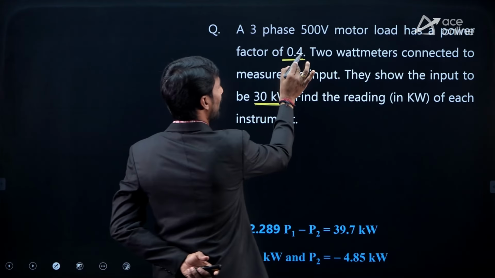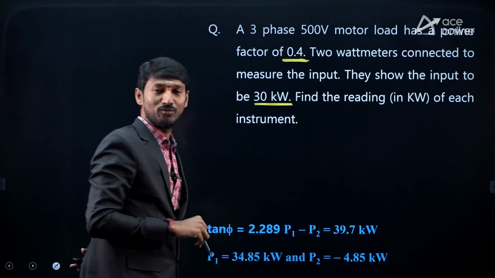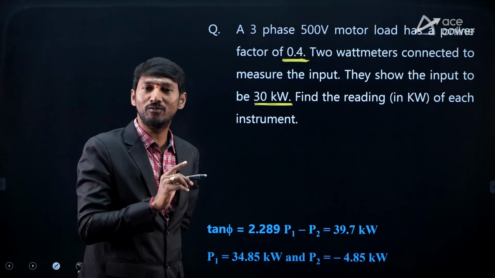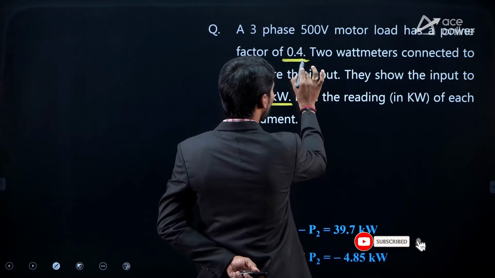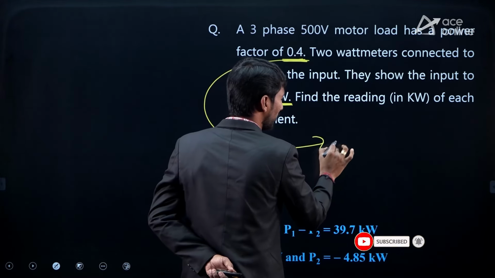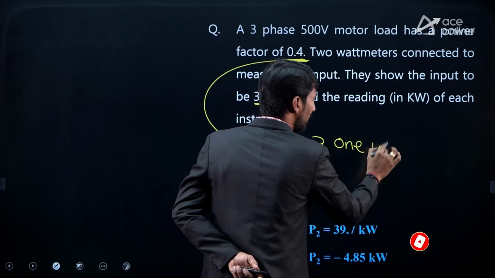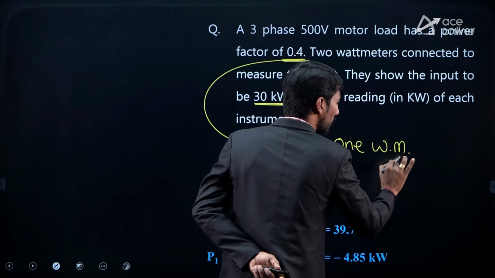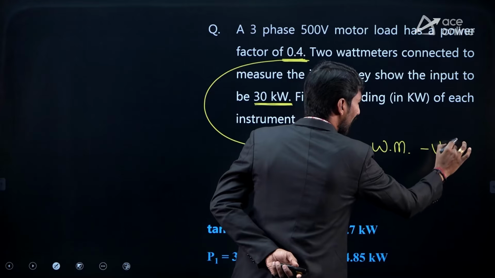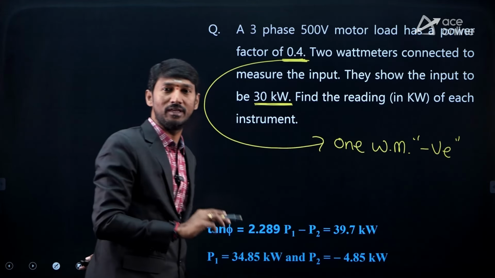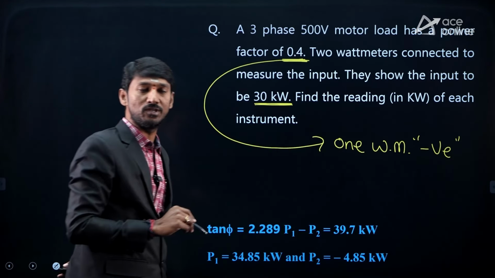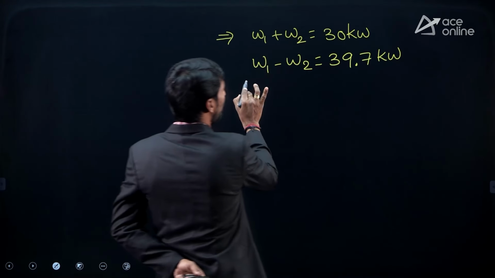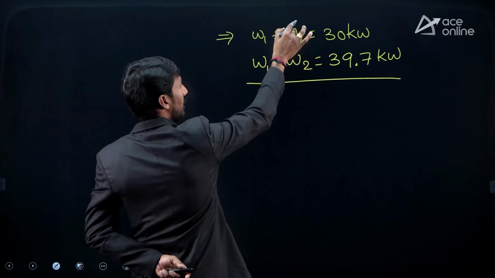But before solving all this, you need to get one more idea into the picture. Sir, the power factor value is 0.4. Power factor value of 0.4 means less than 0.5. Definitely, if the power factor is less than 0.5, one wattmeter reading must be negative. So in that way, you need to observe that one wattmeter reading is negative.